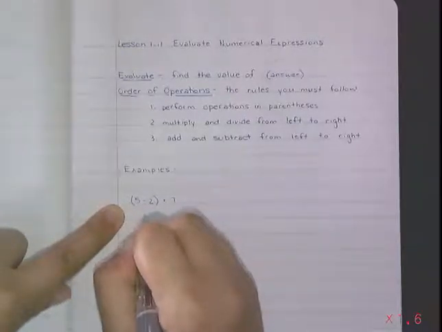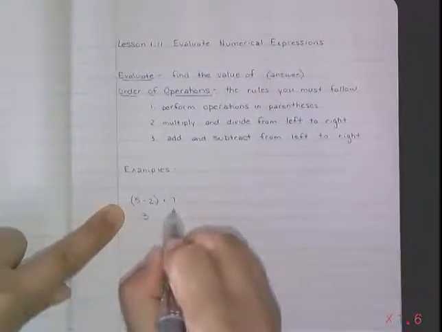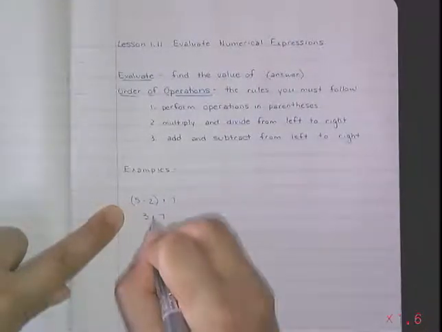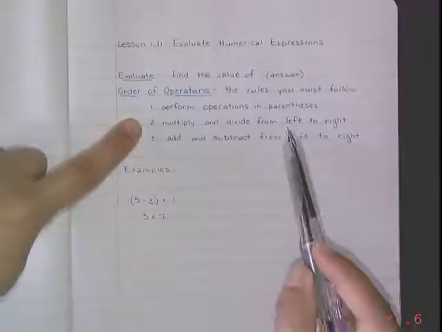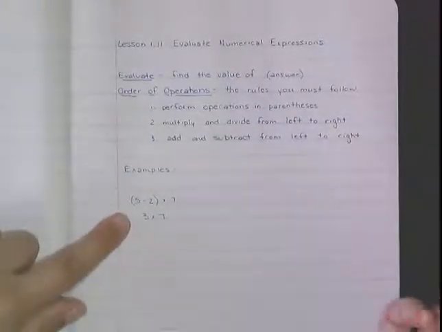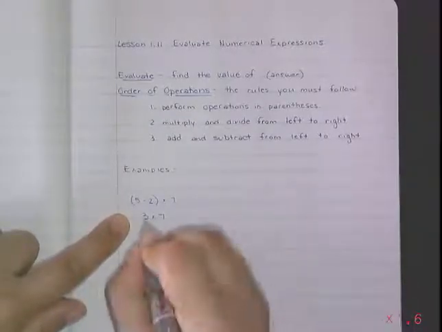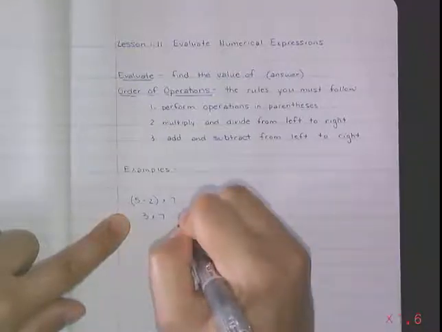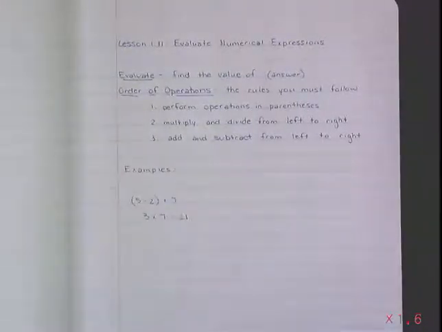5 minus 2 is 3. And then we're going to add on that second part, so it would be 3 times 7. Step number 2 is multiply or divide from left to right. Well, we have multiplication, so that's what we're going to do next. 3 times 7 is 21. So our answer for this problem is 21.